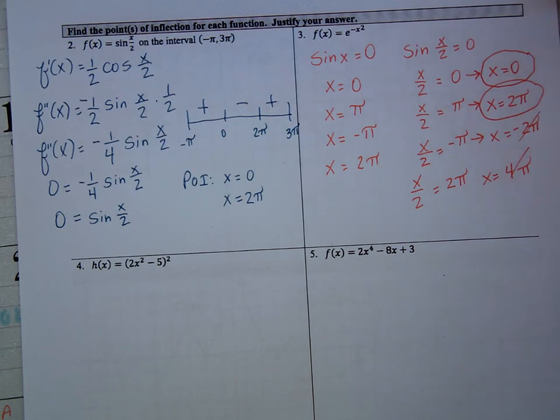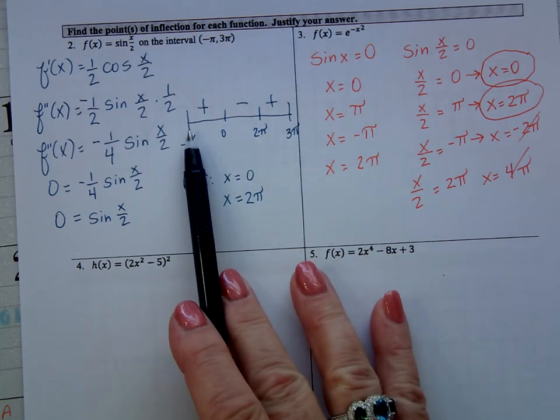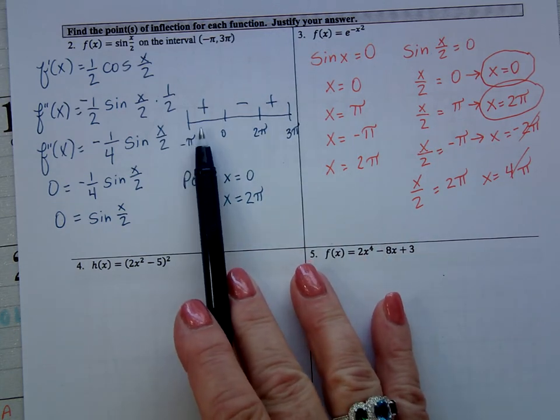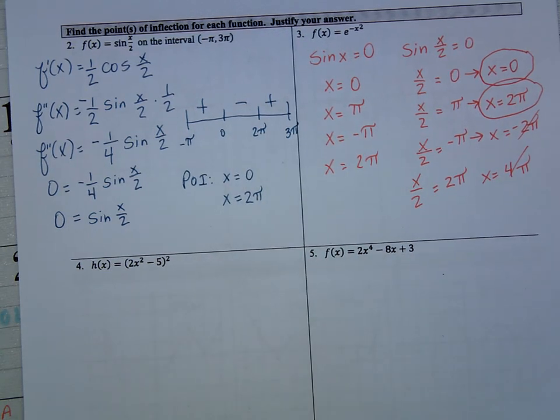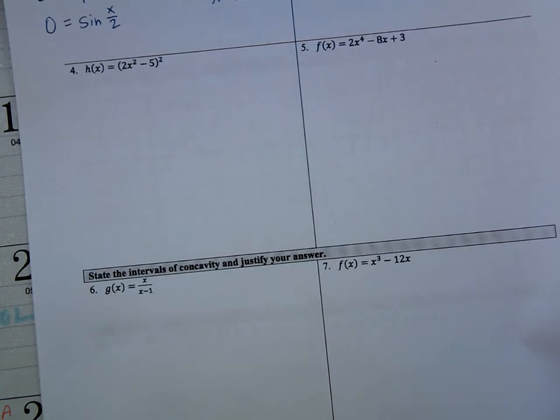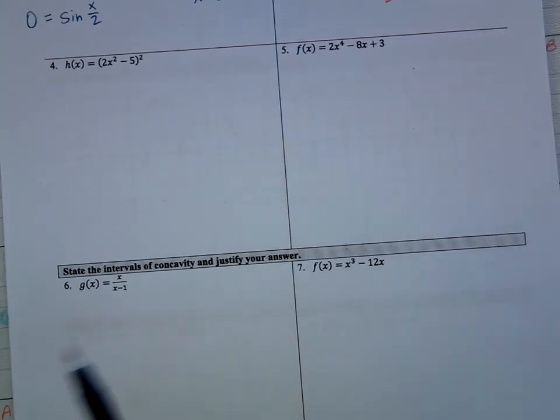All right, let me just give you a quick overview of some of the practice problems. The rest of these are all the same thing. Find the points of inflection, so create a sign chart based off of the second derivative, and then determine where it changes signs. The second part, 6 and 7, state the intervals of concavity. Same question, find the second derivative. You can tell from the sign chart where it's positive, it's concave up, and where it's negative, it's concave down. So that takes care of those two questions.